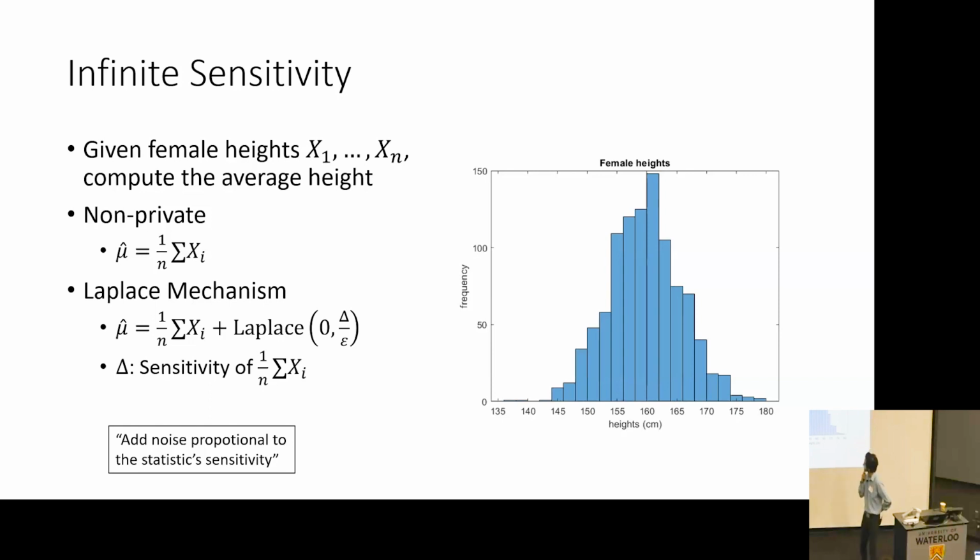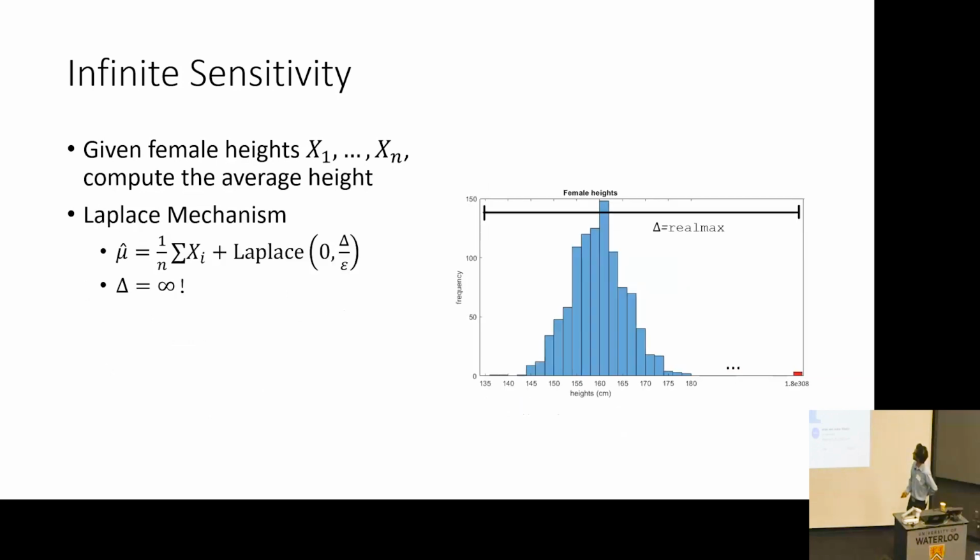If you think about that for a sec, you'll see instantly why we run into issues here. Any thoughts on what the sensitivity of mu hat is? Yeah, exactly. Yeah, but that's the problem. The fact is, without any special care, you can see the sensitivity is a real max, or infinity for the theorists in the audience. The point is the sensitivity of this is very, very large. And consequently, the amount of noise you have to add is infinite.